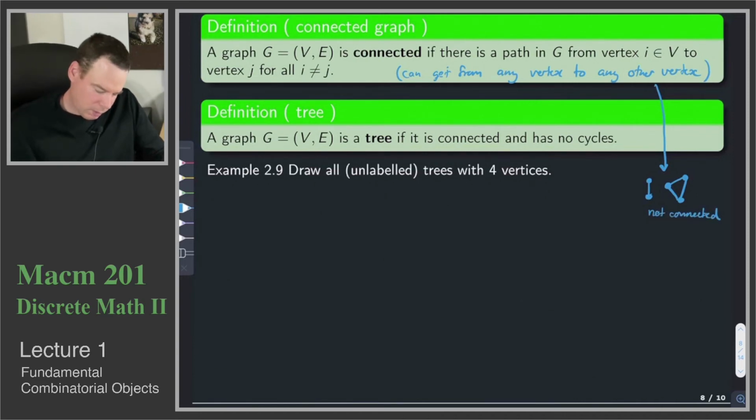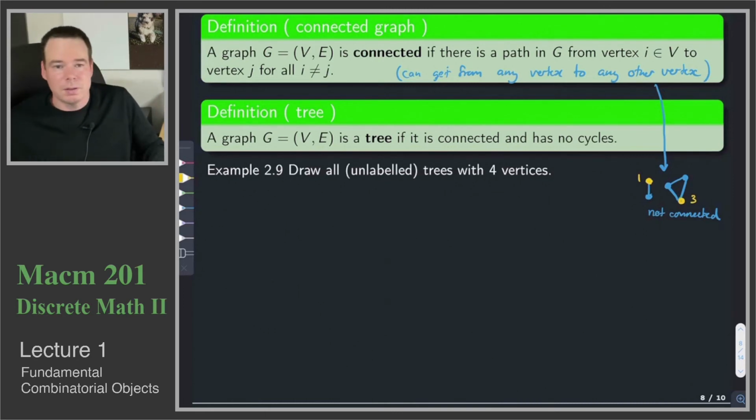Why is it not connected? Well, if I start at, let's say, call this vertex 1, and I call this vertex 3, there's no way to get from 1 to 3. Imagining the edges as roads and the vertices as destinations, I can't go from 1 to 3. There's no road, or no series of roads, that allows me to go from 1 to 3.